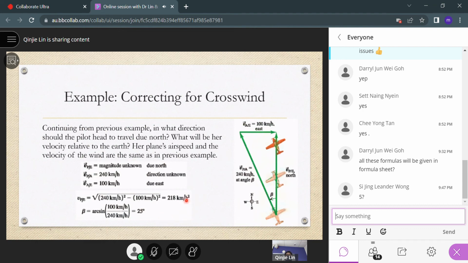There's something wrong with the units. Not supposed to have a square here. Okay, so 218 kilometers per hour. Then the angle, same thing, you will use trigo to calculate.